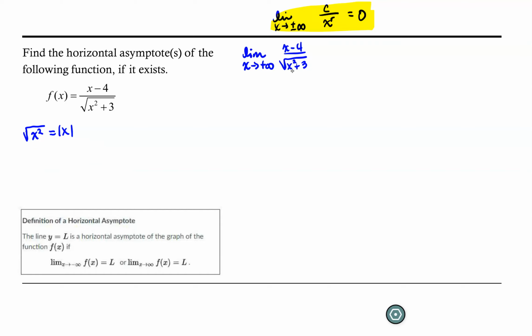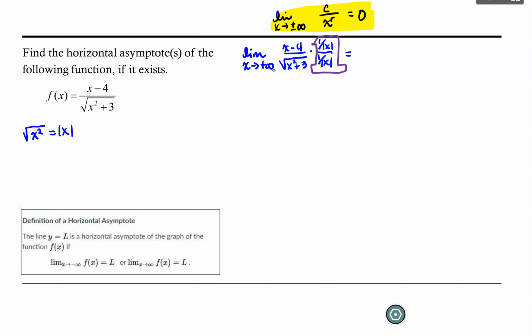So taking our cue from what we typically do with rational functions, we will multiply both our numerator and our denominator by 1 over the absolute value of x. Now keep in mind that we are creating an equivalent function provided that x does not equal 0, because that would cause issues for that denominator. x is not going to equal 0 because for this limit we are asking x to head to positive infinity.